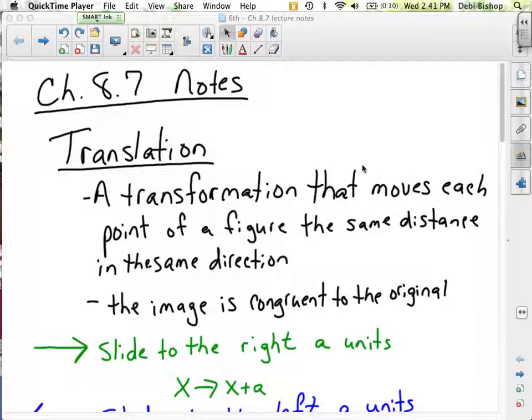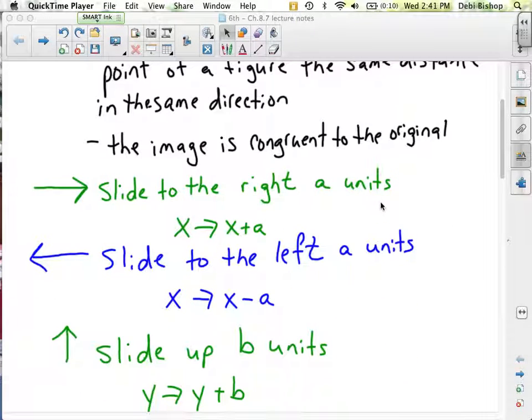Like I think, translating from one language to another, it makes it slide from one language to another language, and so they can understand it. So however you want to remember it is fine. But if you slide to the right a specific amount, in this case a units, then you take your x coordinate and you add the amount of units that you slid. If you slide to the left a units, then you take your x coordinate and you subtract that number of units also.